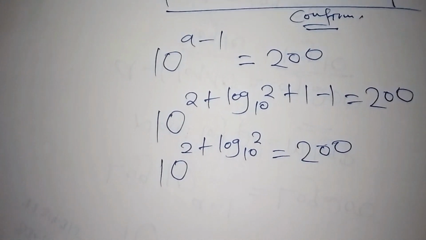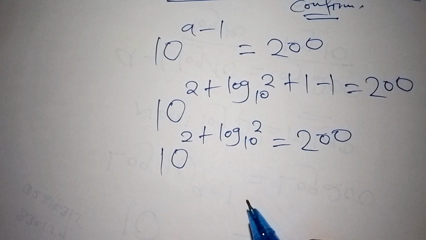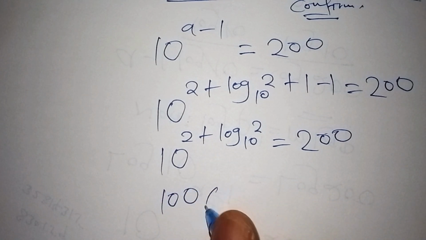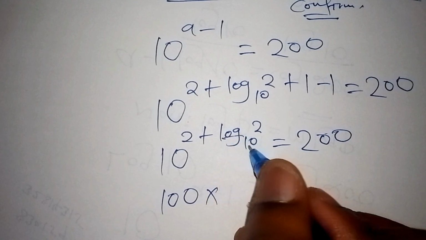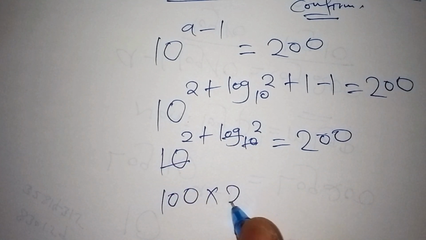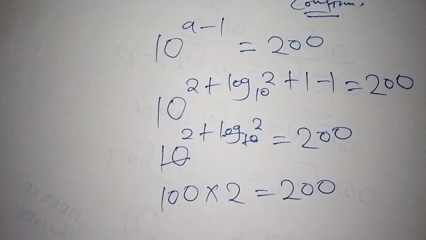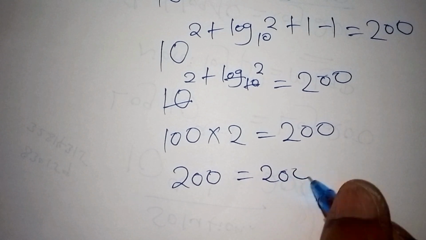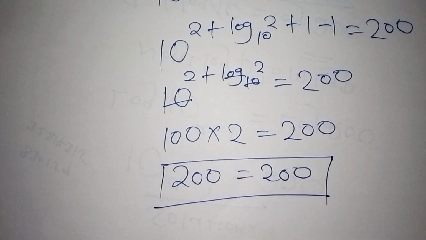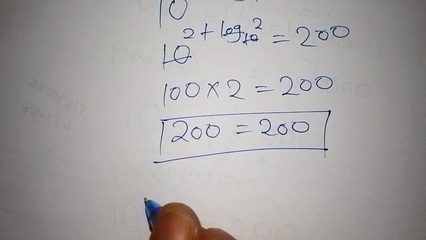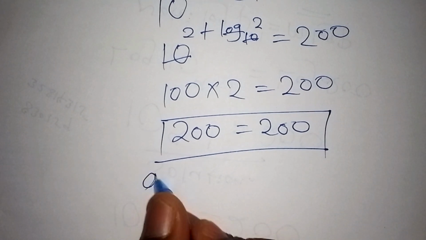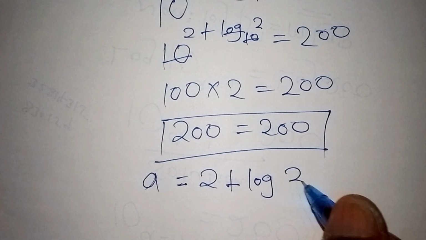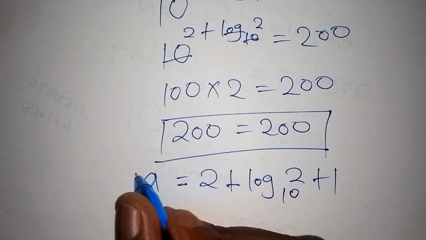So here now we shall have 10 to the power of 2 is 10 times 10, that is now 100. Then the sign for addition shall now change to multiplication. Then the log to the base of 10 shall cancel with this 10. Now we shall have 2 is equal to 200. So 100 times 2, that means now we shall have 200 is equal to 200. So that means now we are correct. We conclude and say that our value for a is equal to 2 plus the log of 2 to the base of 10 plus 1. So this one now is our correct answer.